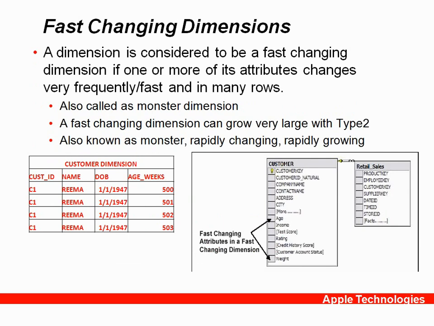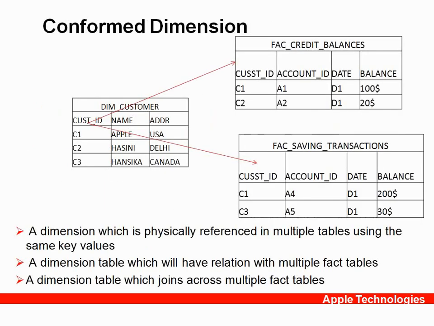The technical name in data warehousing for this kind of dimension is a monster dimension. It will keep changing, keep growing. Anyway, we'll give more examples in advanced classes. And there is another important one. We'll keep talking about something called a conformed dimension.